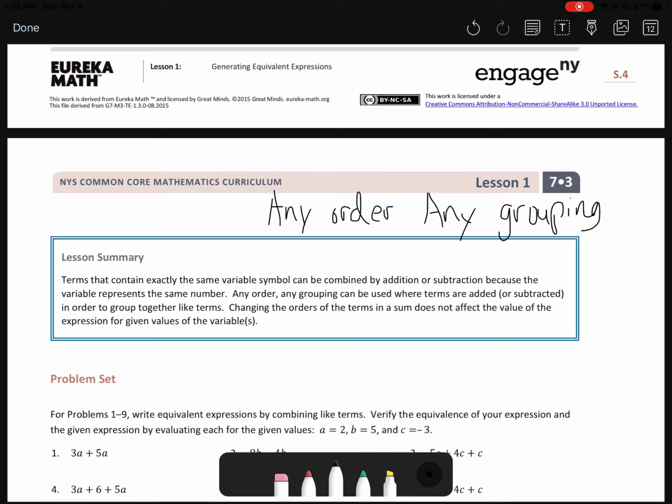Again, let me read the lesson summary for today. Terms that contain exactly the same variable symbol can be combined by addition or subtraction because the variable represents the same number. Any order, any grouping can be used where terms are added or subtracted in order to group together like terms. Changing the order of the terms in a sum does not affect the value of the expression for given values of the variables.